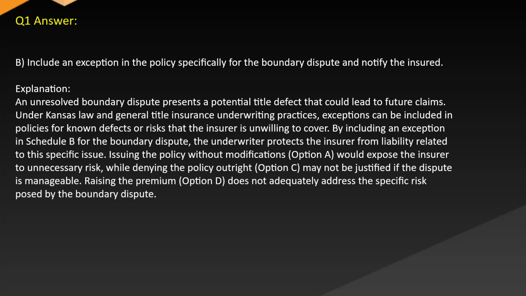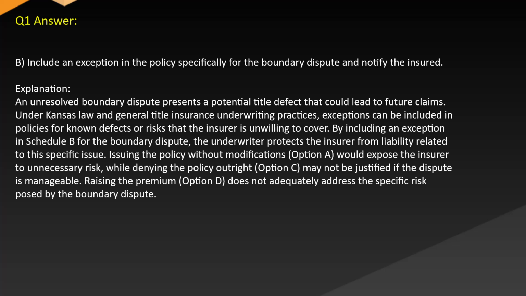Answer. B. Include an exception in the policy specifically for the boundary dispute and notify the insured. Explanation. An unresolved boundary dispute presents a potential title defect that could lead to future claims. Under Kansas law and general title insurance underwriting practices, exceptions can be included in policies for known defects or risks that the insurer is unwilling to cover.